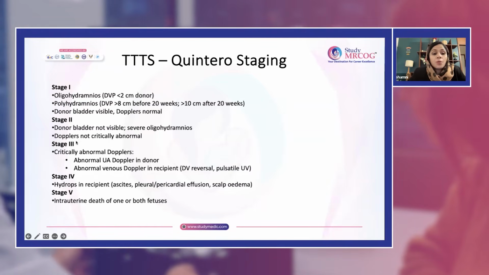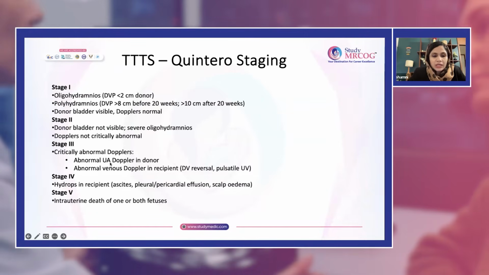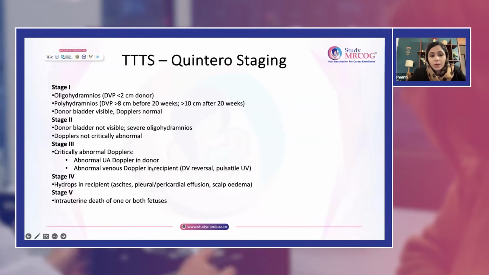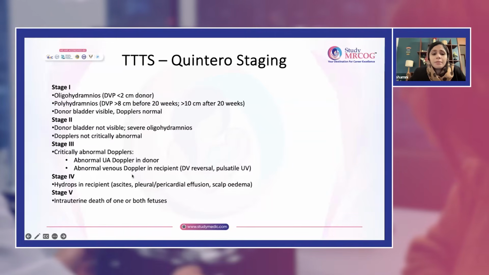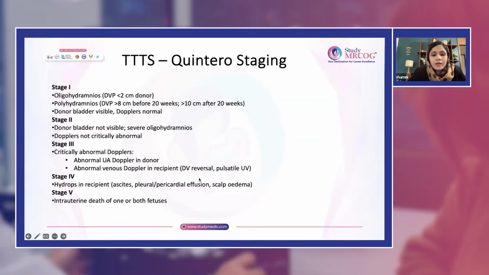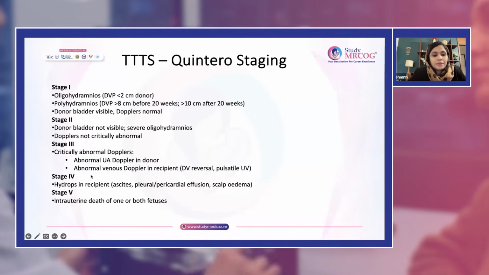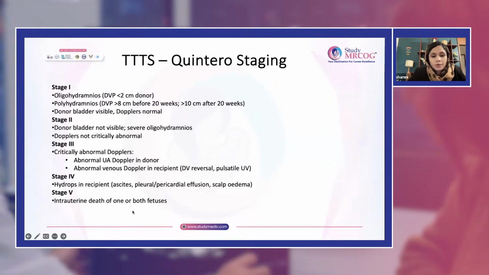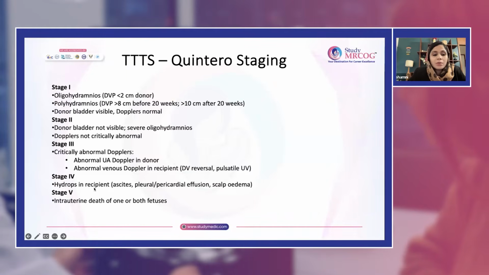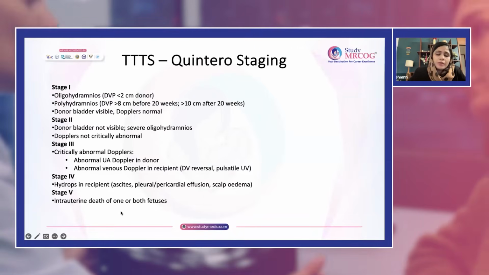Okay. So if there is critically abnormal Doppler, it becomes stage 3, which means abnormal umbilical artery Doppler and also abnormal venous Doppler in the recipient, like ductus venosus reversal, pulsatile umbilical vein pulsations, all those things will be there. Stage 4 is hydrops, that if the baby is developing hydrops, that means it is stage 4. Any intrauterine death of any one of the twin becomes stage 5.